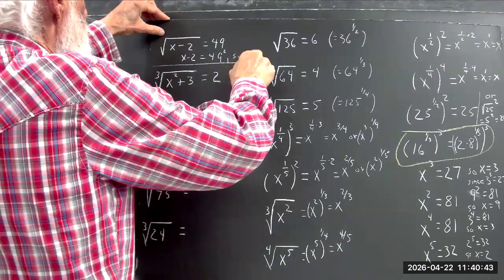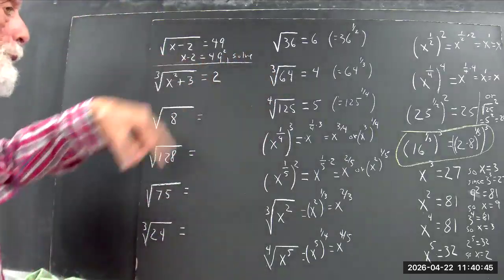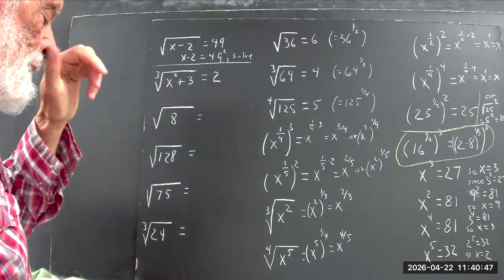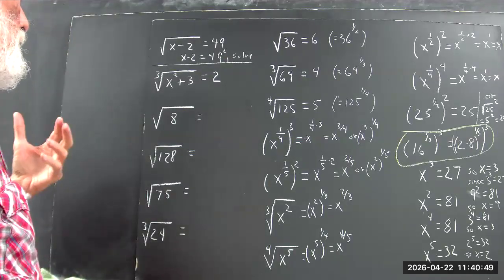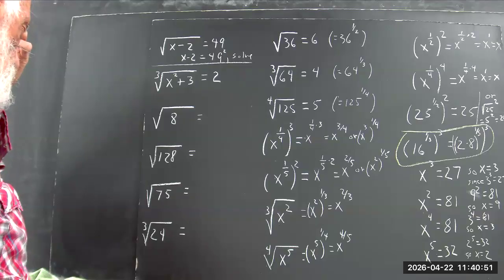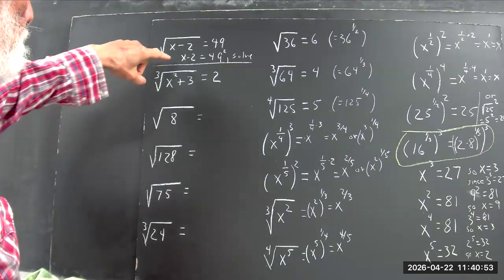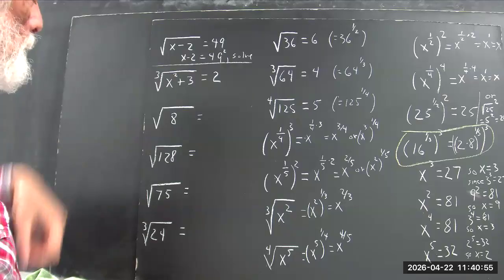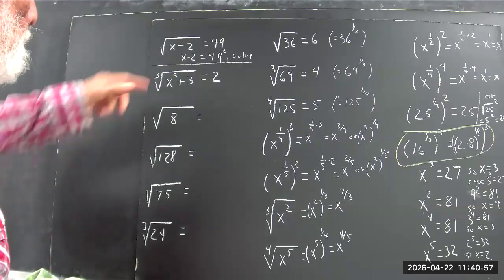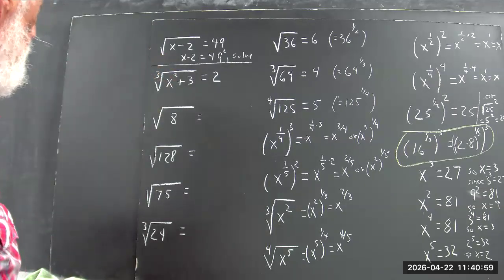Which we can solve for x. Just square 49. What is that? 50 minus... 2401. And add 2, you get 2403, I think. So you can try that.